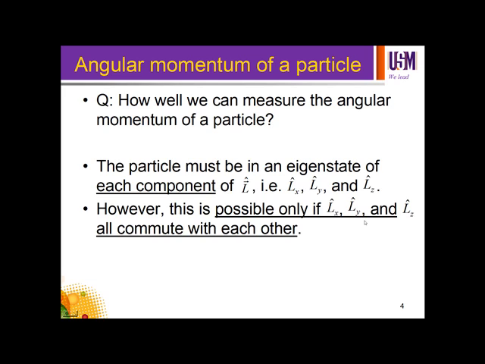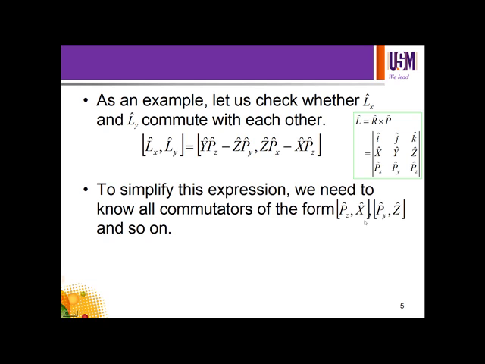That is, operator L and also its components, operator Lx, Ly, and Lz. However, this is possible only if the components Lx, Ly, and Lz all commute with each other. That means when you take the commutator, it equals 0. As an example, let us check whether Lx and Ly commute with each other.